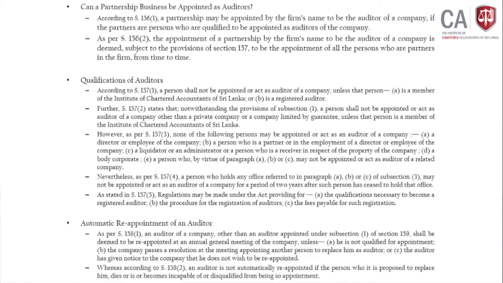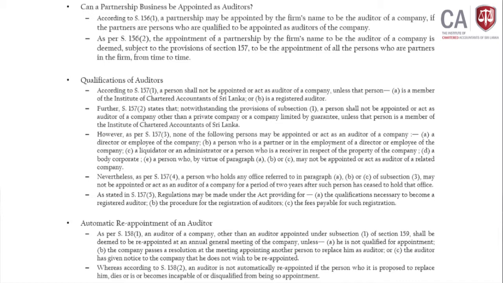As stated in section 157(5), regulations may be made under the Act providing for the qualifications necessary to become a registered auditor, the procedure for the registration of auditors, and the fees payable for such registration.